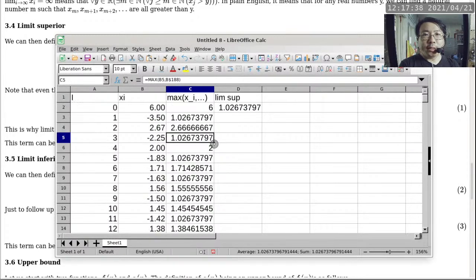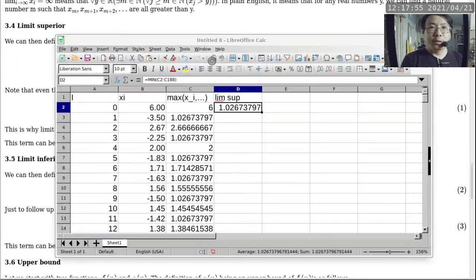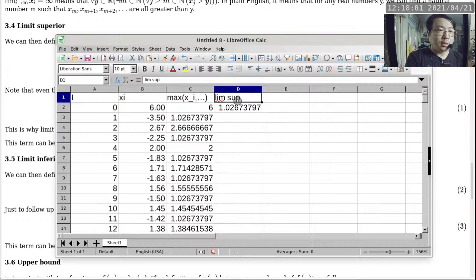And then when we take the limit superior, this is the limit superior up to index 188, but remember, in the actual definition here, it keeps going. Okay, there's no upper bound for n and there's no upper bound for k. They should just keep going. So is that helpful, Liu, in terms of illustrating the concept of limit superior?